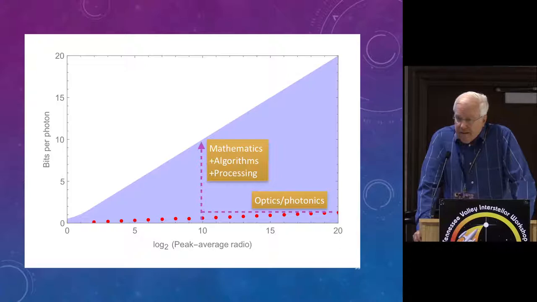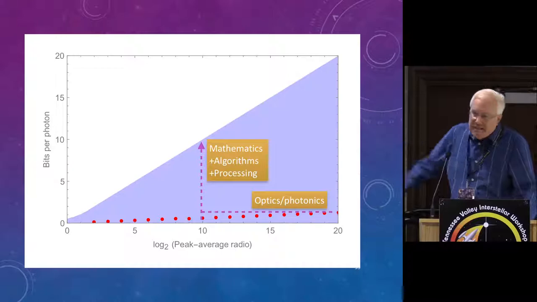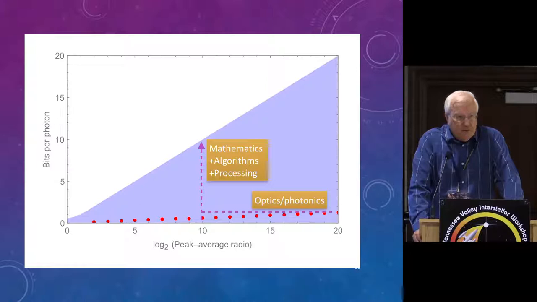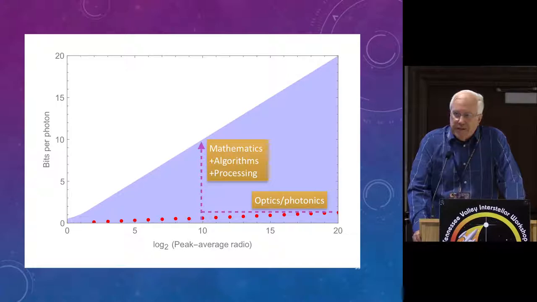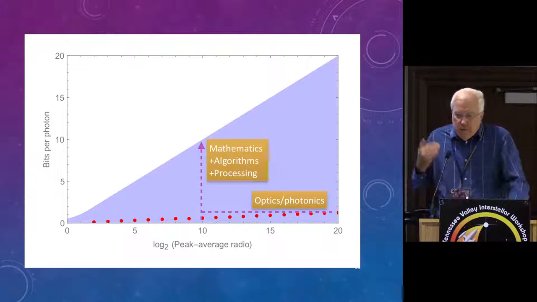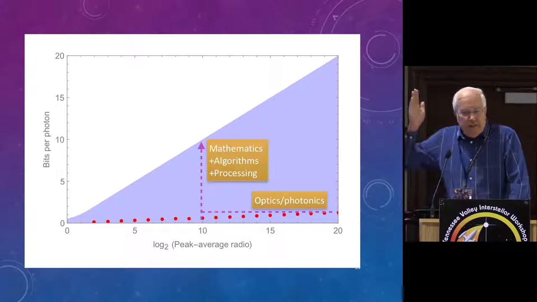There are two ways that we can improve the photon efficiency. One is to move up that pulse peak to average ratio curve, having our electronics and photonics designers give us higher and higher peak to average ratios in our transmitter, and stick with the pulse position modulation. We do want higher peak to average ratios in the transmitter, but mainly because that increases our headroom for improving it in the vertical direction toward the fundamental limit.